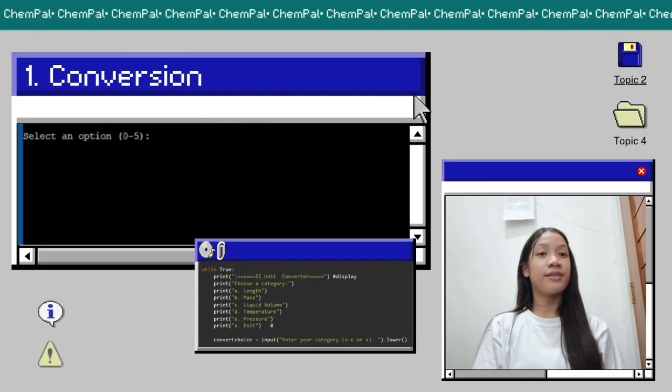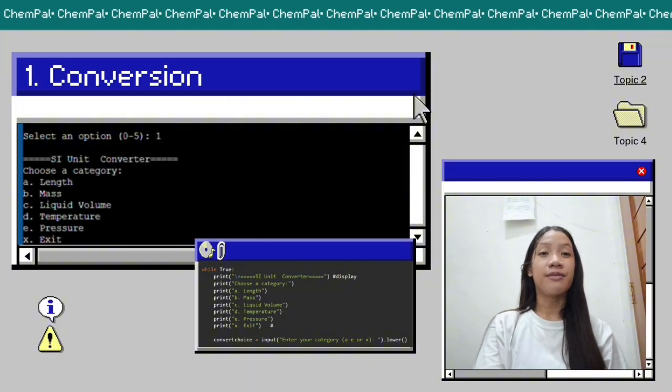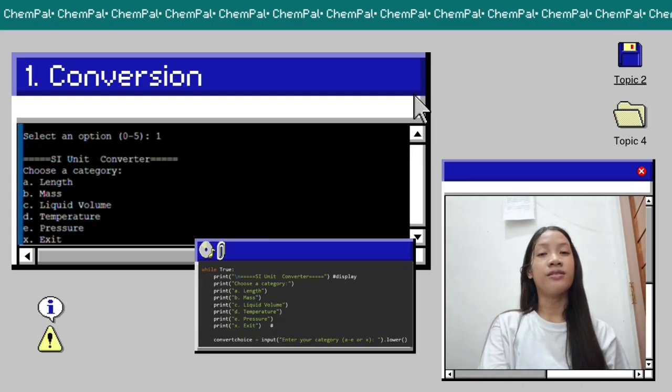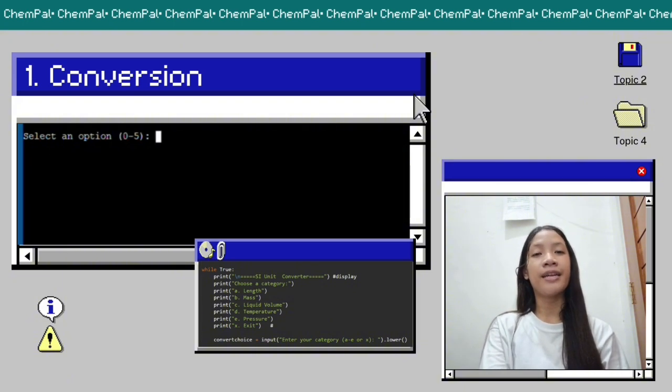Let's start with something simple but incredibly useful. Unit conversions. ChemPal supports 5 categories. Length for kilometers, meters, centimeter conversion. Mass for kilograms, grams, pound conversion. Liquid volume for liters, milliliters, and liters conversion. Temperature for Celsius, Kelvin, and Fahrenheit. Pressure for Pascal and kilopascal.